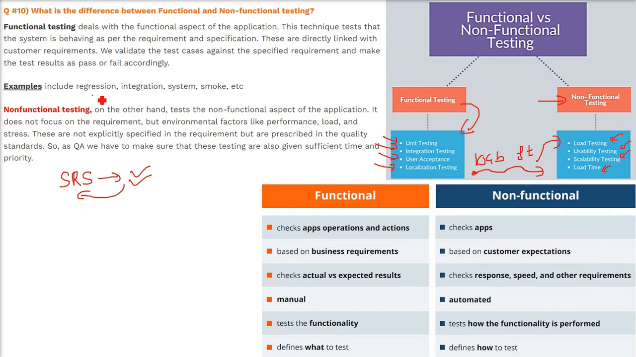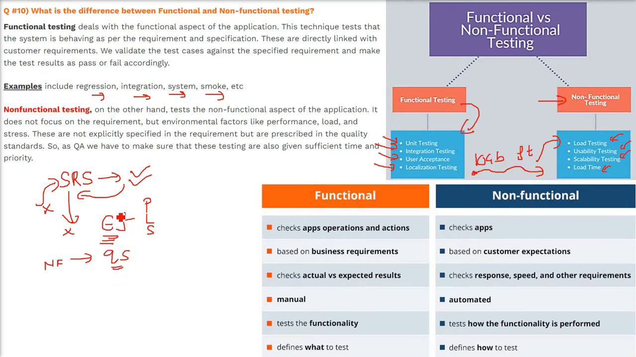So regression, integration, system and smoke testing we do here. In non-functional, the tests do not focus on the requirement, but on the environmental and perceivable factors like performance, load and stress. Sometimes they are not explicitly specified in the requirement, but they are prescribed in the quality standard. So in quality assurance, we have to make sure that priority and sufficient time are given to all these non-functional tests, because non-functional requirements are generally not found much in the SRS.